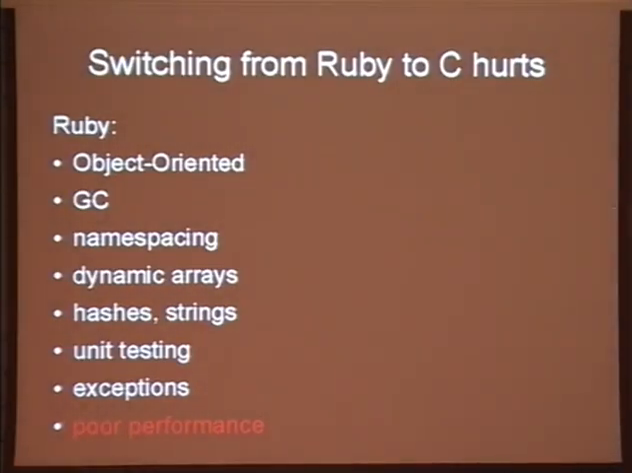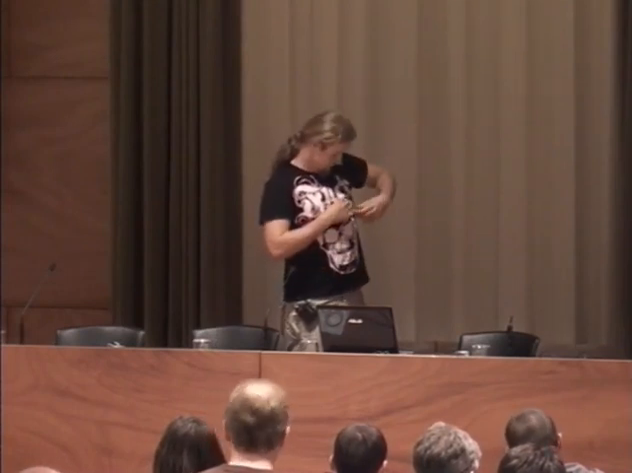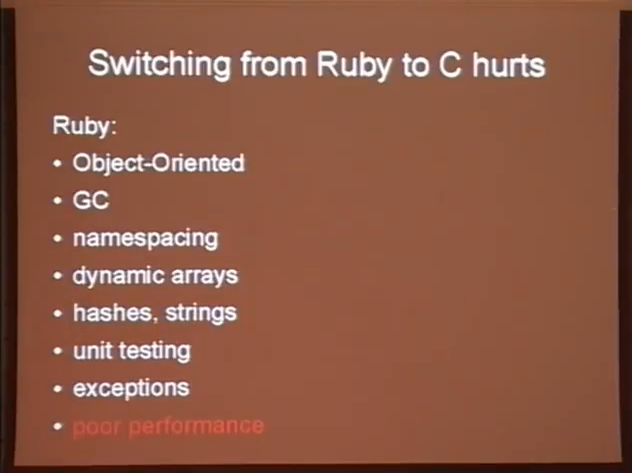See, the main problem is that switching from Ruby to C, when you have to write a native extension and you're forced to, actually hurts. Because Ruby is object-oriented. Ruby has a garbage collector. Ruby has namespacing. Ruby has dynamic arrays, hashes, strings. Ruby has built-in, almost, support for unit testing, exceptions, dynamism. It only has poor performance.